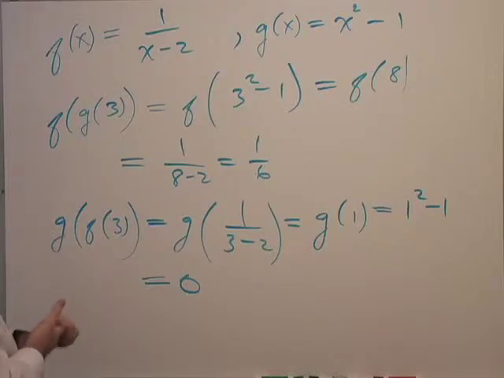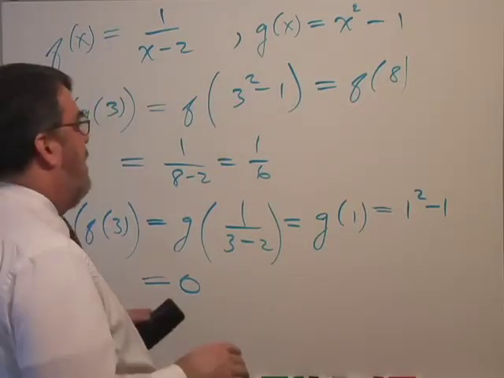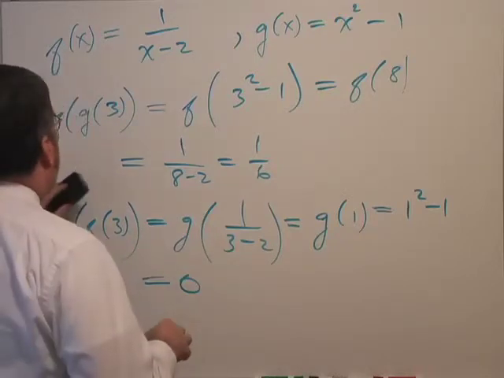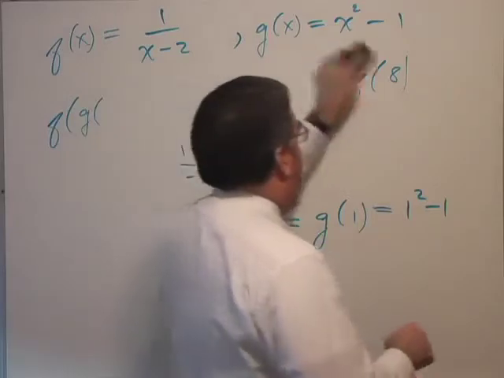Let me work these in a more general sense here, and then I want to compare my notation with what your regular textbook is showing you. So I want to ask this question: what is f of g of x?